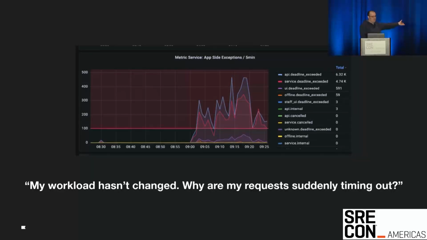My workload hasn't changed at all. Why am I suddenly timing out on all these queries? I'm not sending you more traffic. The complexity hasn't gone up. What's wrong with the service? So this question is what's driving us to say, now we've launched the service that we know in theory has the capacity to serve all our use cases, but why do we run into these unhealthy congested states?